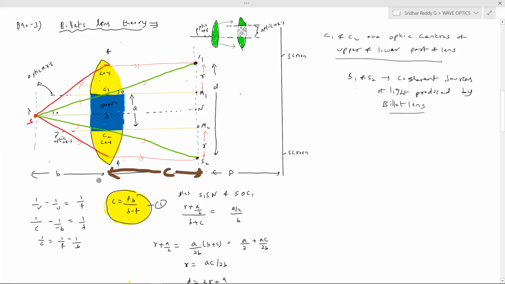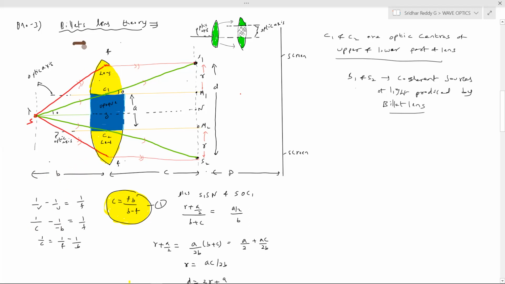How to calculate this one? Let me use the lens equation 1 by V minus 1 by U equal to 1 by F. What is V? V will become C, this will be plus C. Then the object is at a distance B, minus B.